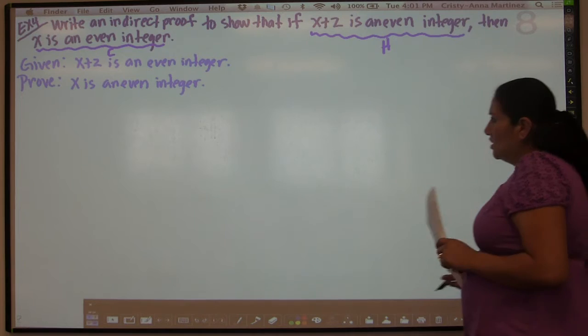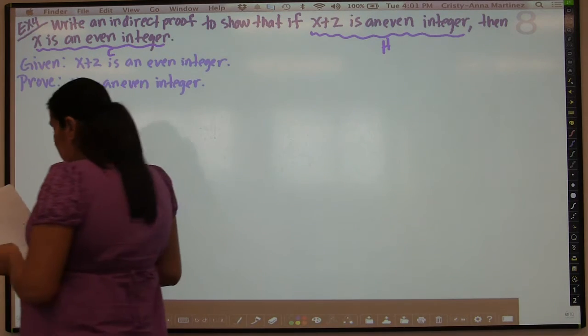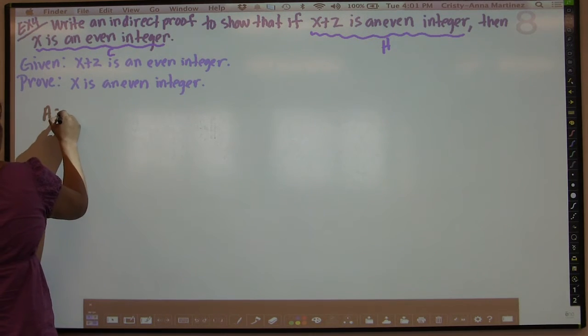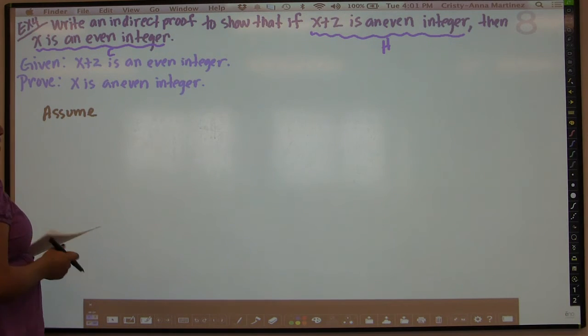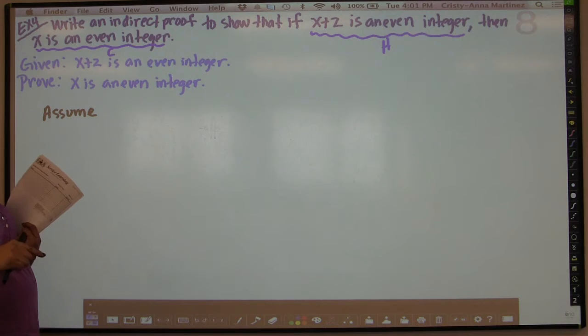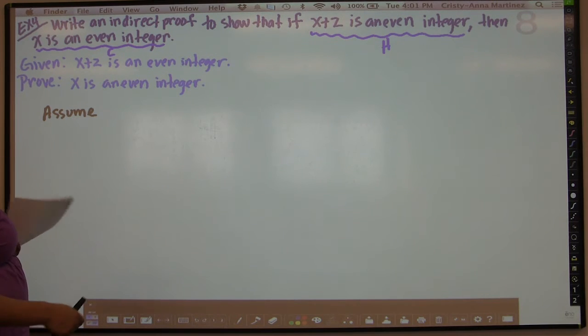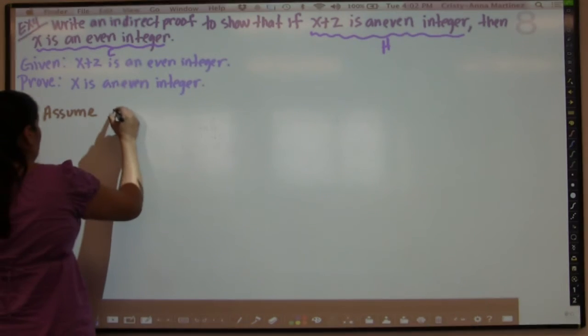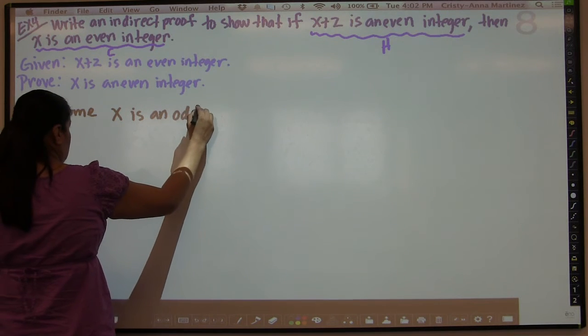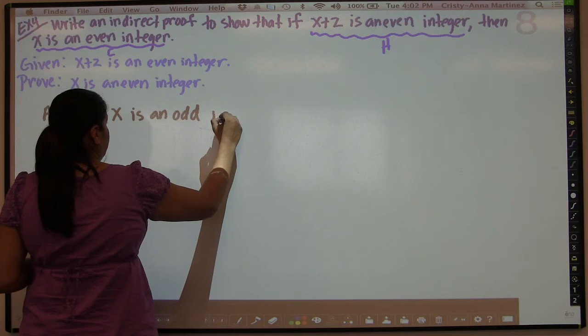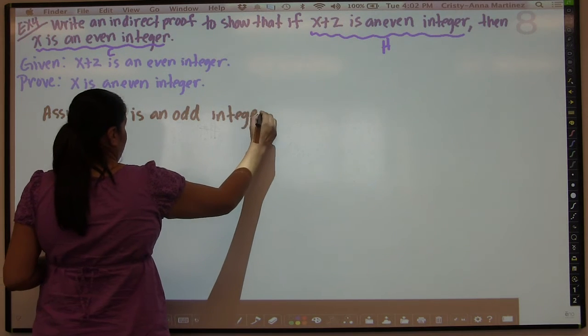And so we start with an assumption. I'm supposed to be proving that x is an even integer. So I always want to start by assuming the opposite of that. So if x is not an even integer, then obviously x is an odd integer. And that's where things get funky.